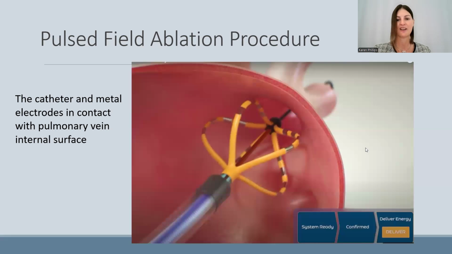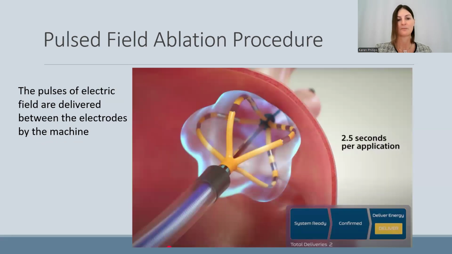So as I said, this is advanced into contact. Basically, the catheter and metal electrodes where they contact the pulmonary vein internal surface is where the electric field's delivered. When we're in position, the machine is turned on and delivers the pulses of electric field, and that's approximately 2.5 seconds per application. And as I said, the applications are repeated for the appropriate effect.